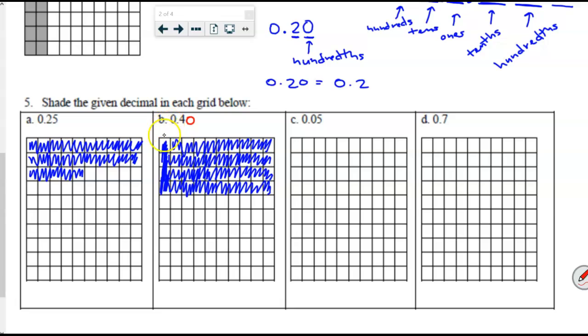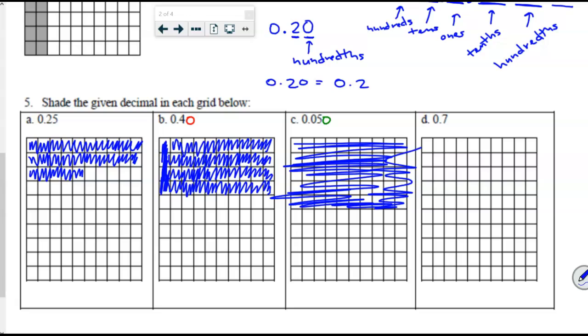So 0.4, that's like 4 dimes, because this is 4 in the tenths place, 4 dimes. But that's the same as 40 pennies, 40 in the 100th spot. And here's another clue here. I see the number 5, but I remember what you guys said last time, right? So I'm going to add the 0 at the end, and now I'm going to shade 50 of them. There we go. Done.